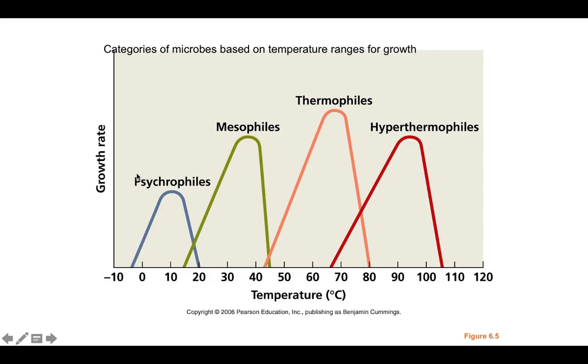So if a mom's pregnant and she drinks a raw milk product or eats a raw milk product like a cheese or any milk that hasn't been pasteurized, Listeria monocytogenes may be present.